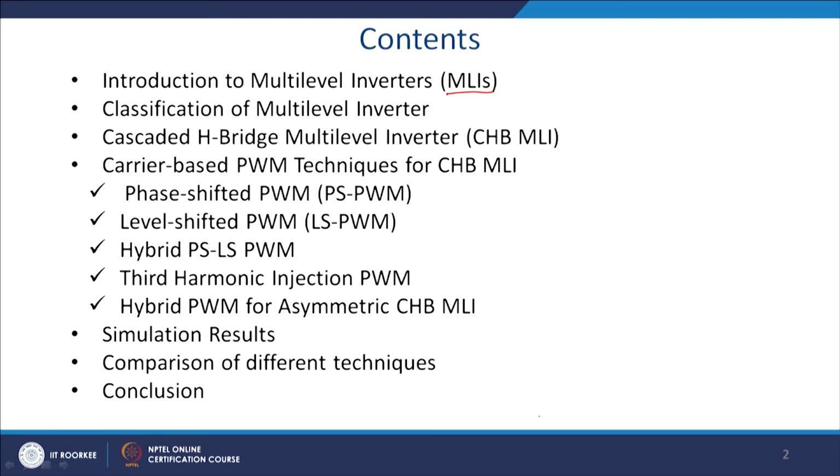That is carrier based PWM for HB cascade multi-level inverter. There are phase shifted PWM, level shifted PWM, hybrid PWM, third harmonic injection and hybrid PWM for asymmetric condition, and we will show some simulation results and compare the different types of PWM technique in our content.